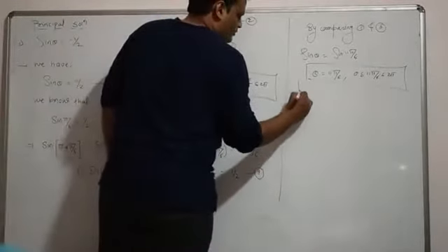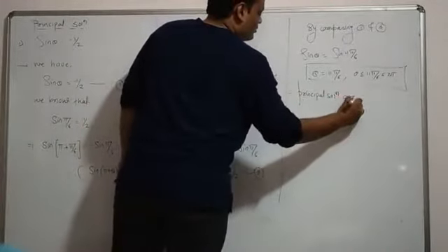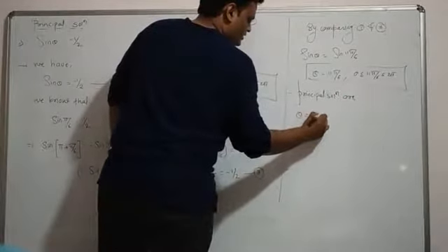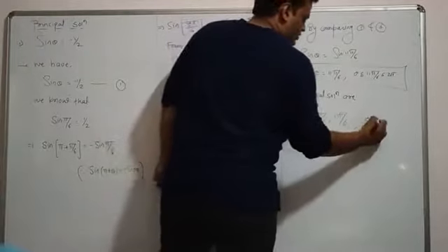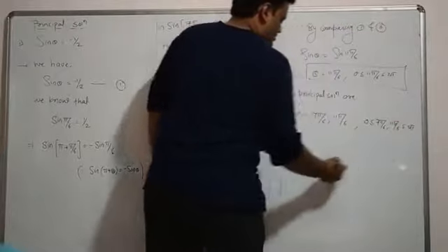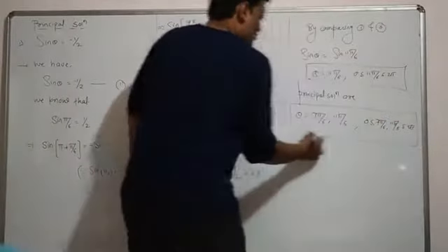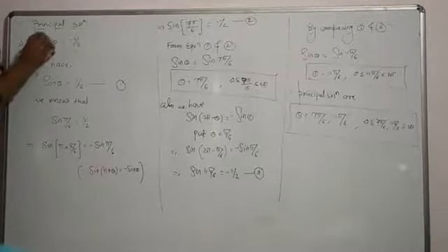So therefore the principal solutions are theta is equal to 7 pi by 6, 11 pi by 6, such that 0 is less than or equal to 7 pi by 6, 11 pi by 6 is less than 2 pi. Okay, so that is how we calculate the principal solution for negative terms. Right? So if you want, we will take one more example for the principal solution.